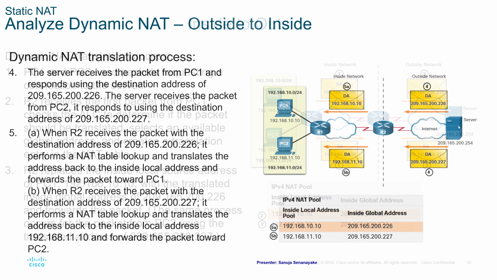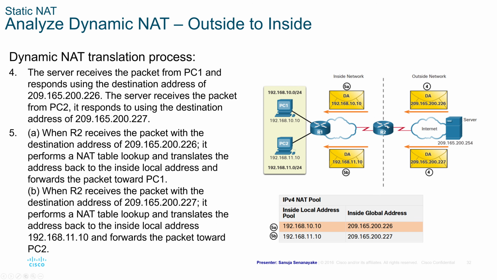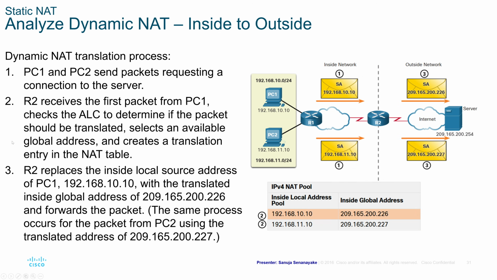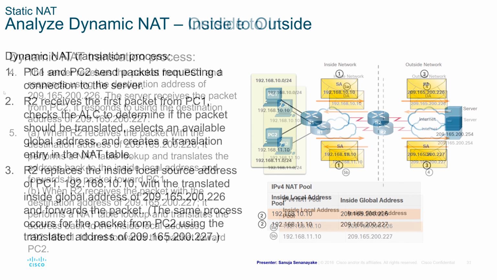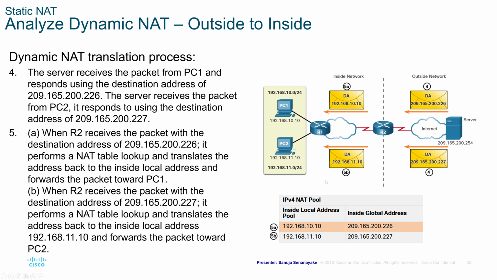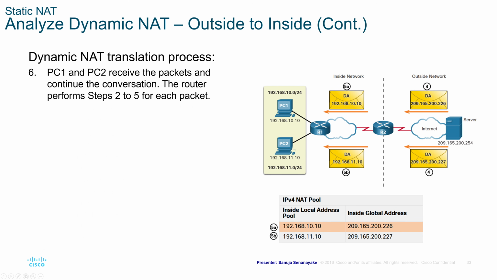And when the outside server comes back and replies to the R2, it's going to use those inside global IP addresses assigned by the R2 to communicate back to the R2, but then R2 is going to translate it back to these PC1 and PC2 internal IP addresses based on the NAT pool entries that it has created in step 2. And then the process repeats over and over as they communicate back and forth between the internal devices and the external source. It's going to go through the process of 1, 2, 3, 4, 5 over and over until the communication is terminated. So that's the process of dynamic NAT outside to inside.